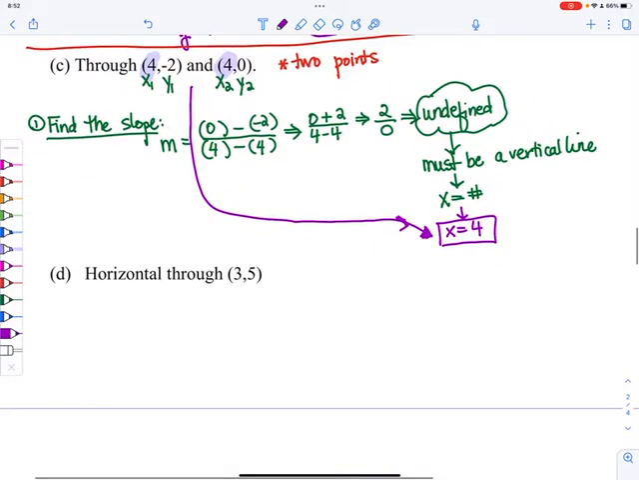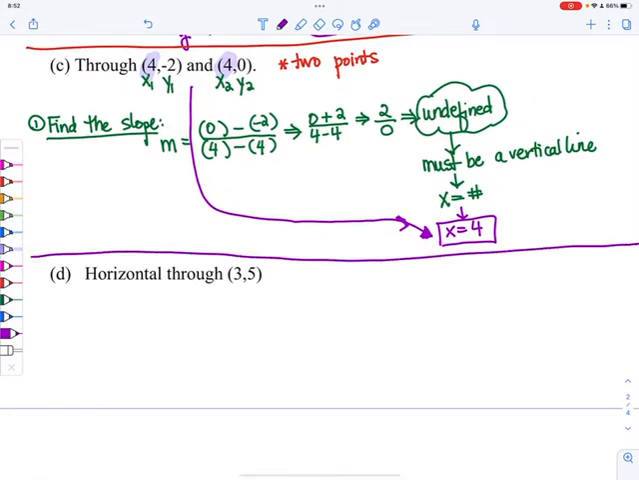All right, let's do this last problem. It wants a horizontal line that goes through this point. Remember, horizontal lines are always of the form y equals a number. So what y value does the point go through? It goes through 5. So the equation of this horizontal line must be y equals 5.